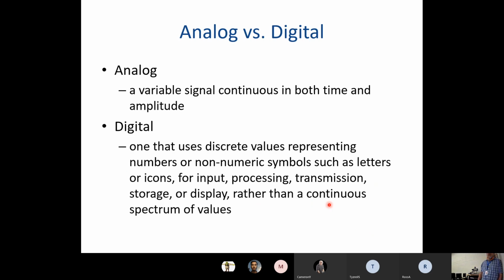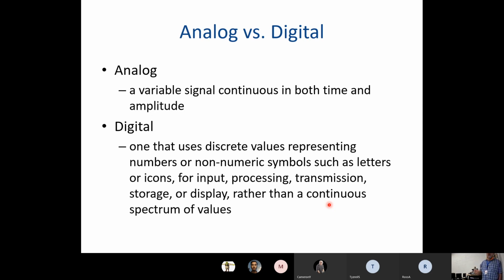Okay, so this is it, analog versus digital. What we're learning right now is analog circuits. In an analog circuit, you have a variable signal continuous in both time and amplitude. This is going to be a little bit above what we've gone through so far. But basically, you have a signal or electrons that are flowing all the time, so that it continues over time doing that specific circuit. It's always going to be that same output over time.